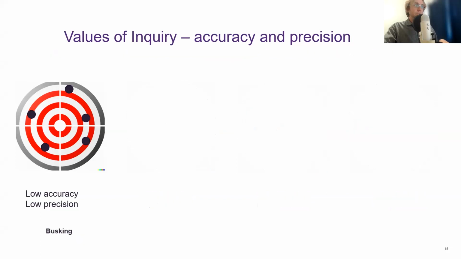I'm not going to go through a ton of this stuff, but just to give you some ideas of what this would look like as jobs, busking, low accuracy and low precision, because they're generally bad at busking.